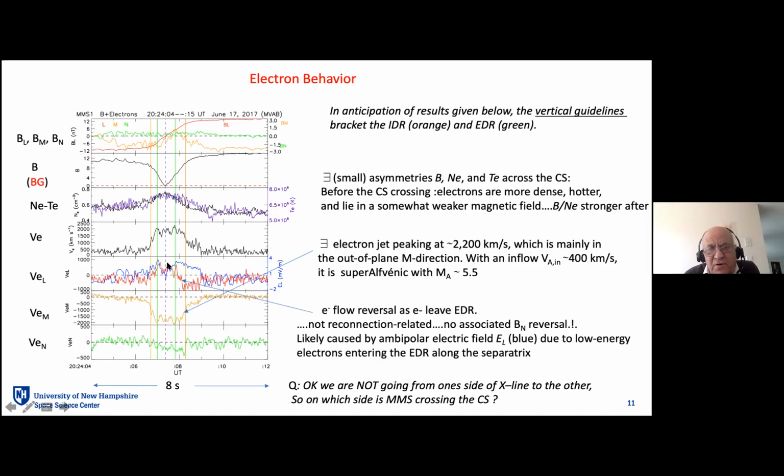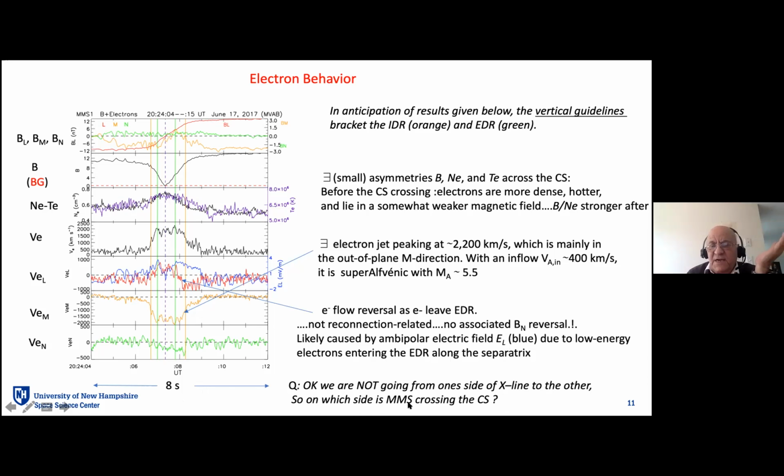And here we have a flow reversal in the E flow, but this is not reconnection related, because if it were reconnection related, you should have an associated BN reversal, which we do not see. So this is likely due to an ambipolar electric field, which we see here in blue. So if we have no flow reversals, we can conclude that we are not going from one side of the X line to the other.